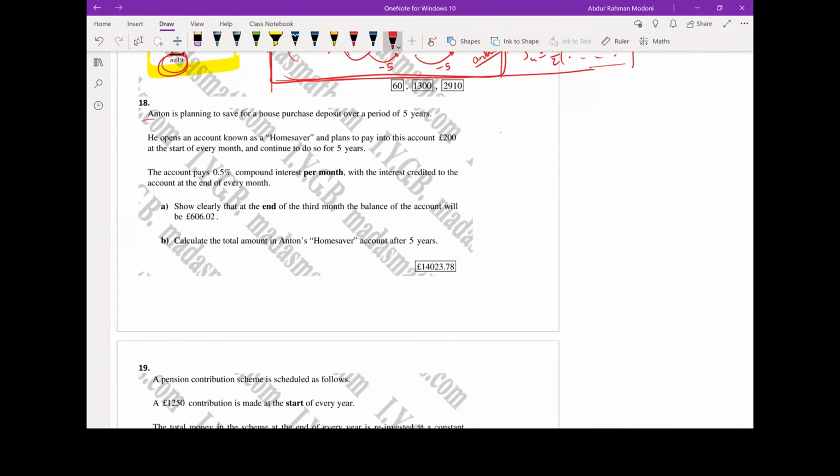It says here, Anton is planning to save for a house purchase deposit over a period of 5 years. And he opens an account known as a home saver and plans to pay into this account £200 at the start of every month and continue to do so for 5 years. So let's see what this is saying here.